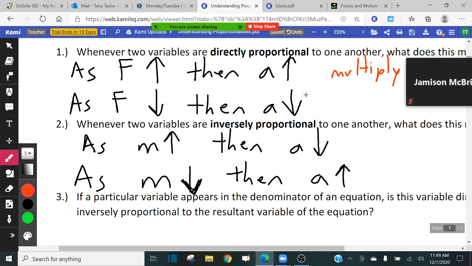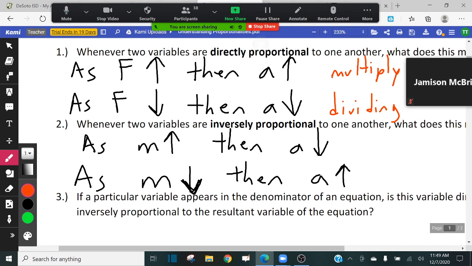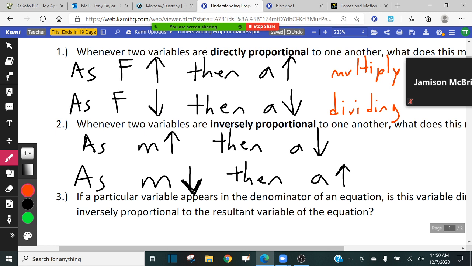But in this situation right here, whenever we're decreasing our acceleration, we're going to be dividing. Again, I'm just writing this out so you guys know what to do whenever we get to working out these problems mathematically. Let me just put divide here. Now, in this situation right here, whenever we're increasing our mass and our acceleration is decreasing, in order for our acceleration to decrease, we need to divide here.